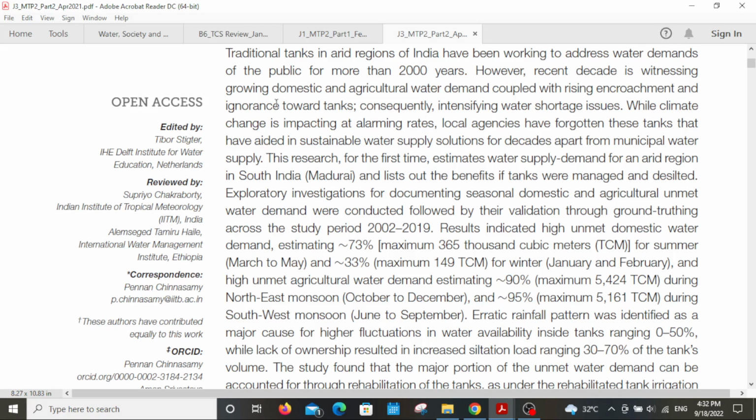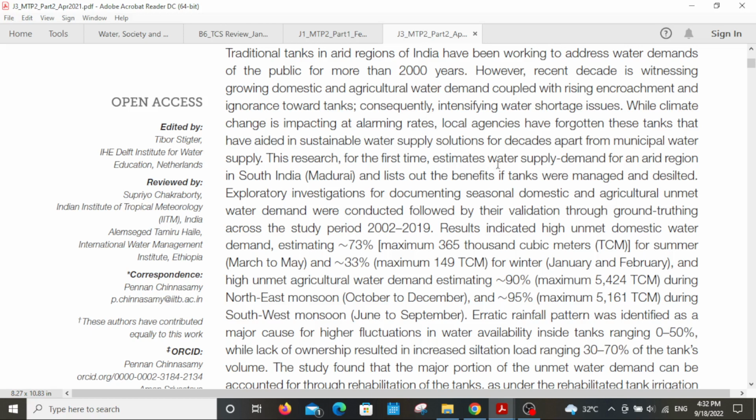However, the recent decade is witnessing growing domestic and agricultural water demand, coupled with rising encroachment and ignorance towards tanks, consequently intensifying water shortage issues. While climate change is impacting at alarming rates, local agencies have forgotten these tanks that have aided in sustainable water supply solutions for decades, apart from municipal water supply. So here we are trying to project that the tank water supply is assisting in municipal water supply, or may assist in municipal water supply if they are rehabilitated.